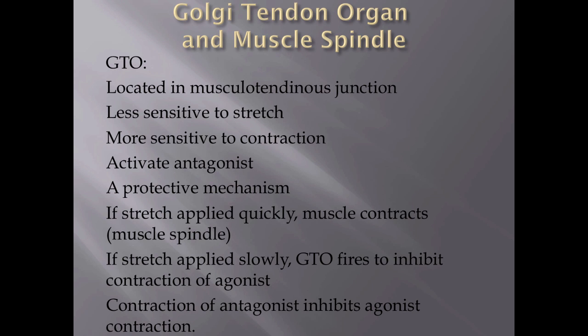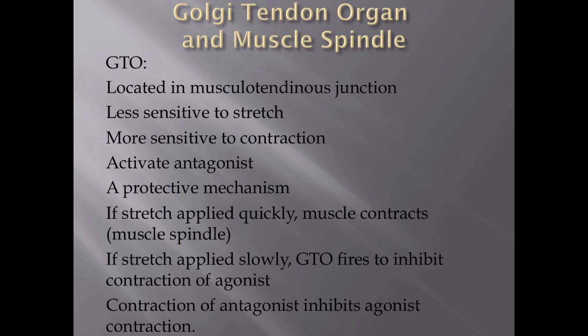Then the Golgi tendon organ, or the GTO, is located in the musculotendinous junction. It is less sensitive to stretch, but more sensitive to contraction. And it will activate an antagonist as a protective mechanism. So if you're applying a stretch too quickly, then the muscle spindle will fire and contract to prevent injury. If you're applying a stretch slowly, then the GTO will fire to inhibit the contraction of the agonist. And so as you stretch, you can contract the antagonist, which inhibits the agonist.